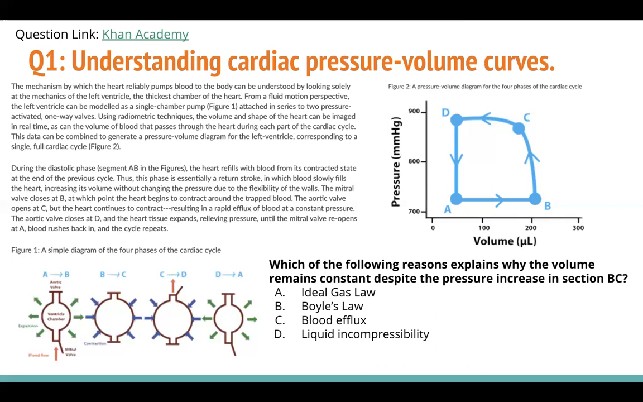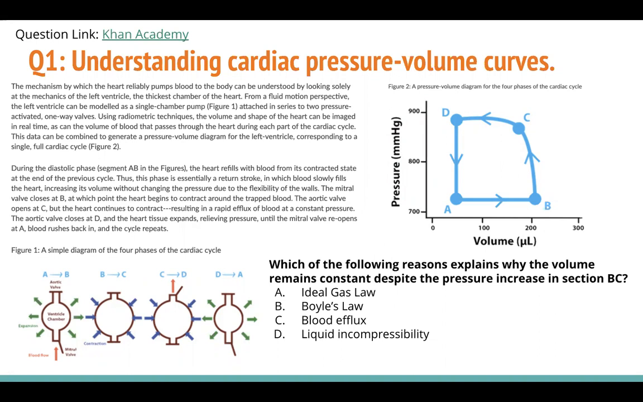So no more blood comes in, but the heart then constricts, which increases the pressure. In the third image, the aortic valve, the valve at the top, is opened, and so the blood can then flow through. Meanwhile, the heart is still constricting, so the pressure is still increasing. In the last image, the aortic valve closes and the mitral valve opens. So we're going back to the first image, in which blood is coming into the chamber and the ventricle is expanding.